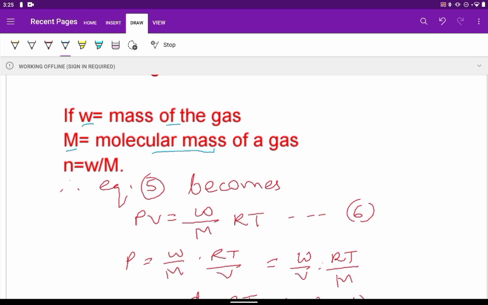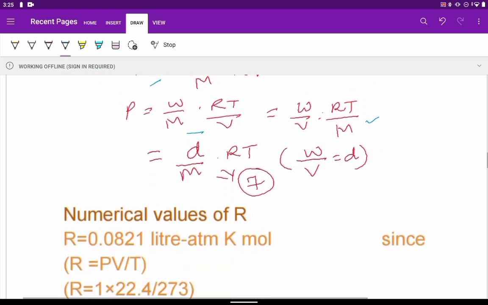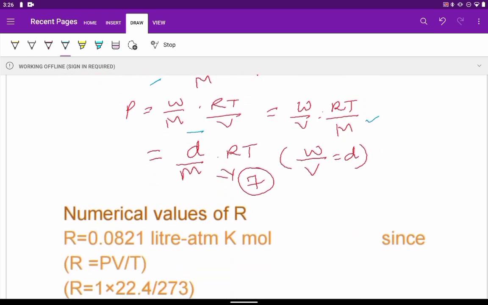So shifting V to the right side, we get P equal to W by M into RT by V. Now we can do some rearrangement here. So we get it as equal to W by V into RT by M. But we know mass by volume is density. So W by V gives the density, and in place of W by V we write D. So it is D by M into RT. This is equation number 7. So this is the new equation we have arrived at.